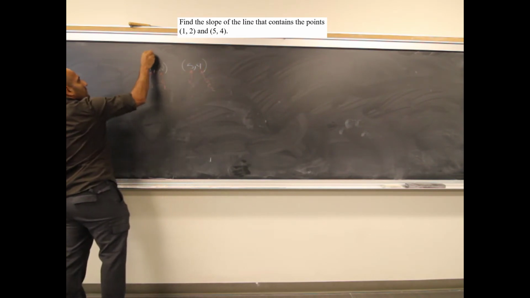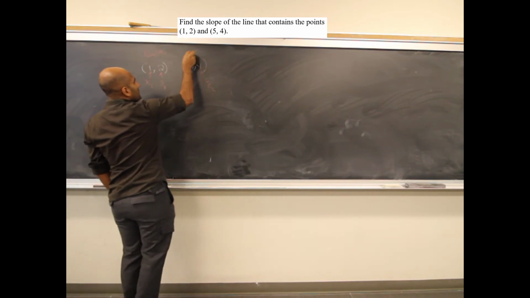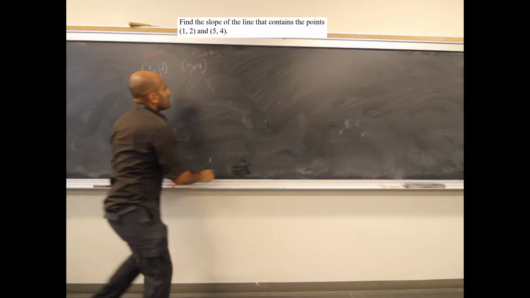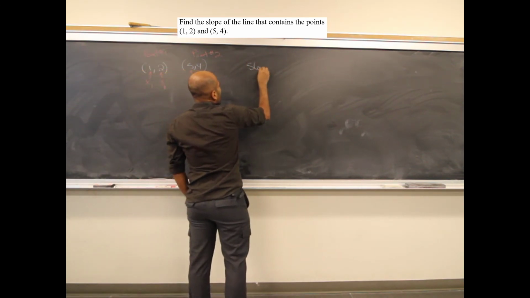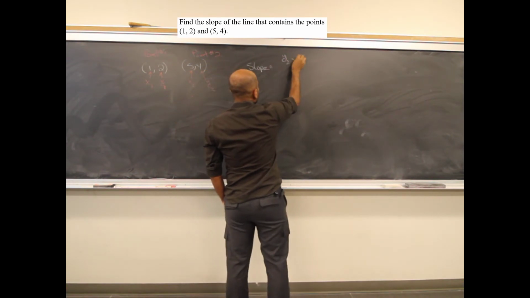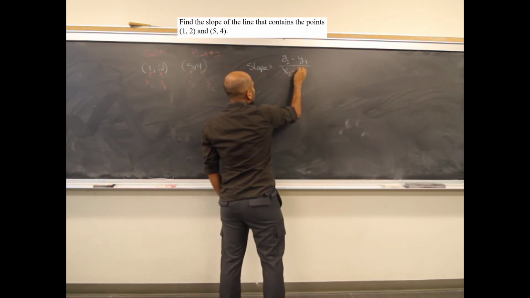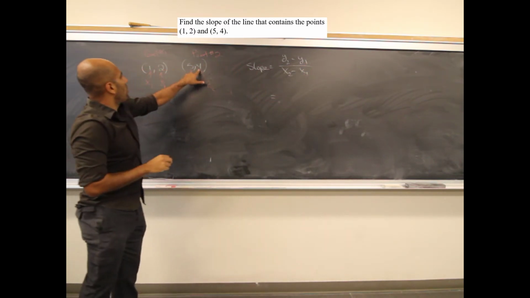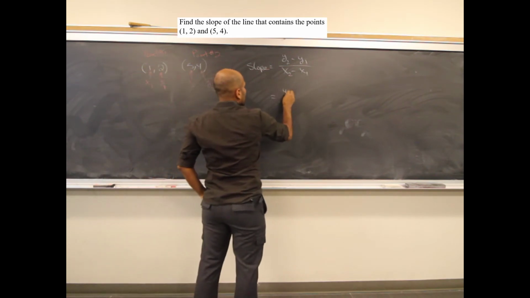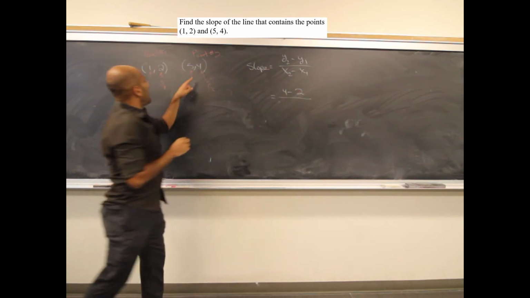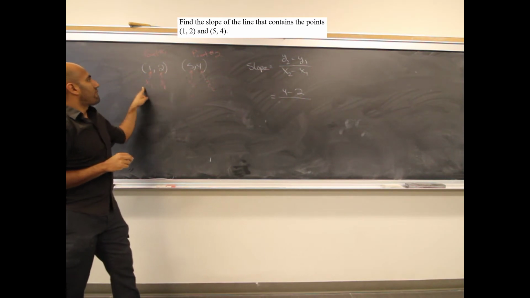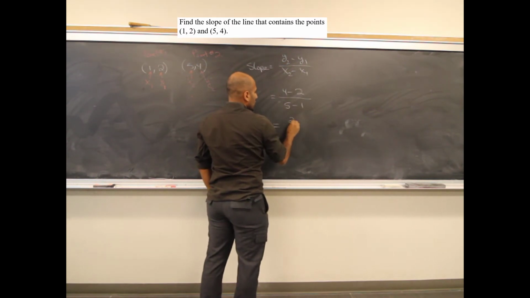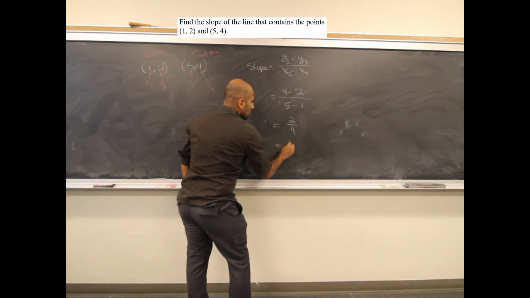Point number 1, point number 2. Now we can plug it into our formula. The slope equals y sub 2 minus y sub 1 over x sub 2 minus x sub 1. And so 4 minus 2, divided by 5 minus 1, which gives me 2 over 4, which is equal to 1/2.